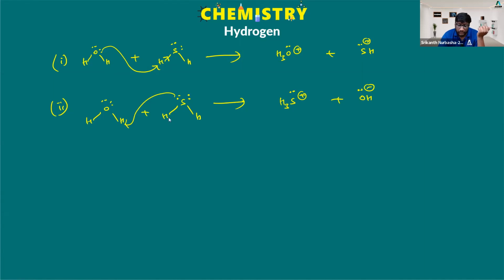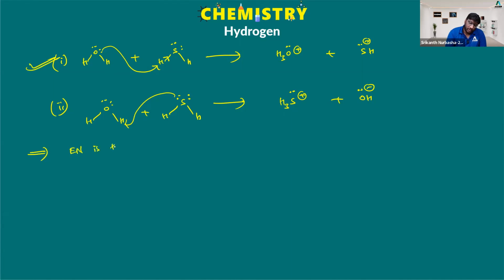Compare the electronegativity of oxygen and sulfur, which is more electronegative? Oxygen is more electronegative. Oxygen is more electronegative means then sulfur should attack, right? Yes or no? Sir, but the negative charge on sulfur is more stabilized, right? Because of its large size. Yes, but first you have to think of the attack. So as I have told you, the first one is the right option.